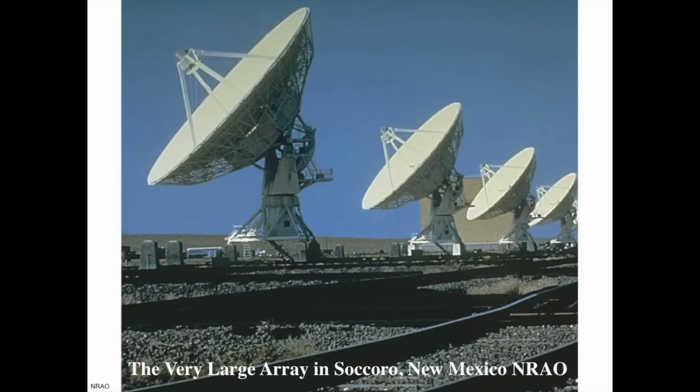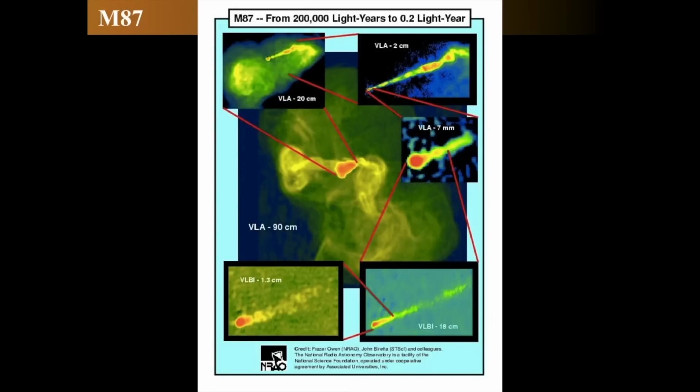This is a relatively older photograph, but you can see that they're very large dishes. Each of them is extremely big. What can you do with these things? Well, again, you can look at different wavelengths of light, and the VLA can look from millimeter wavelengths up to centimeter wavelengths of light. And when you combine them together, you can get objects such as you see in this image.